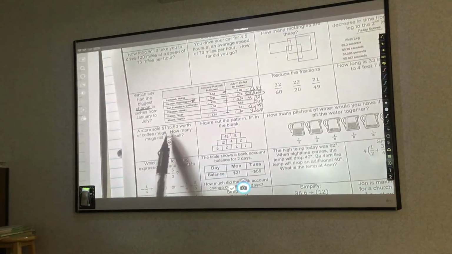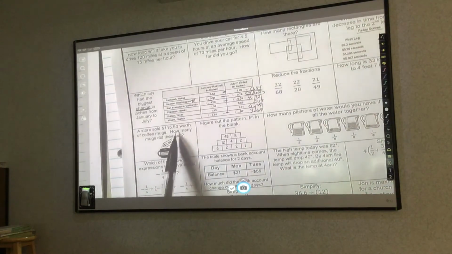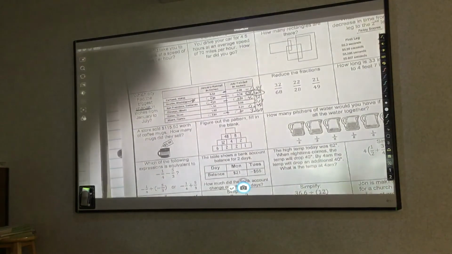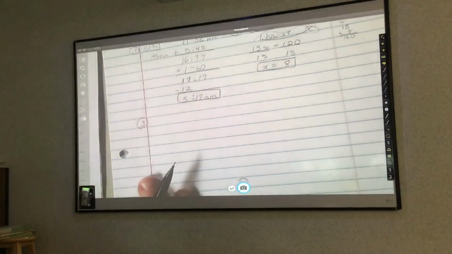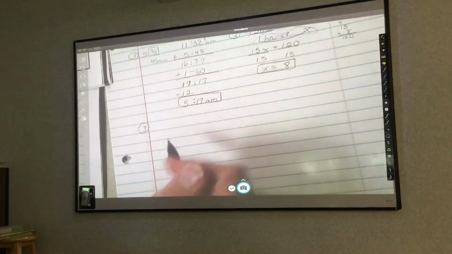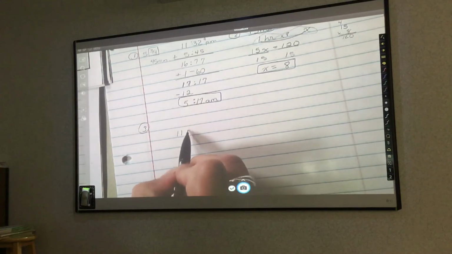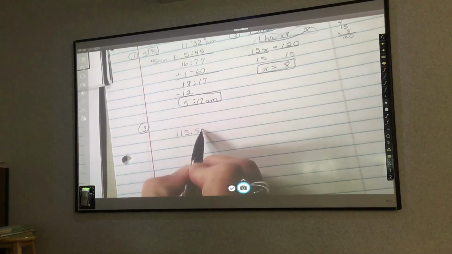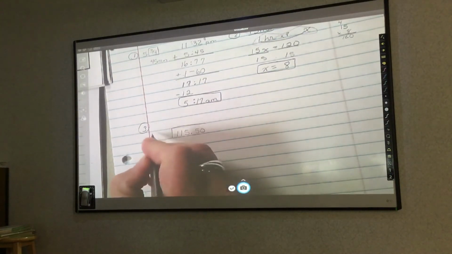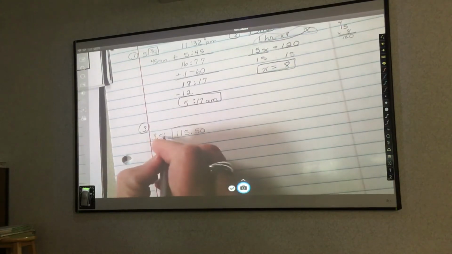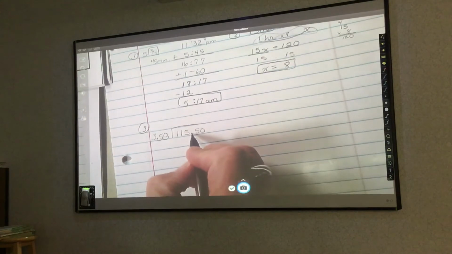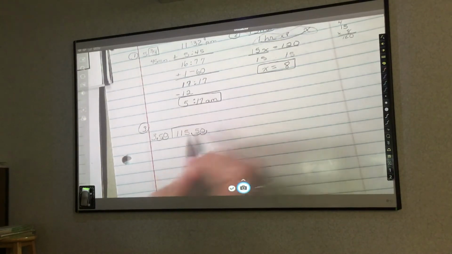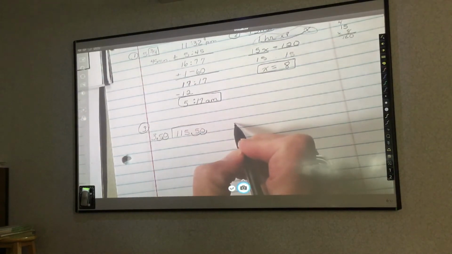A store sold $115.50 worth of coffee mugs. How many mugs did they sell? Well, they're each $3.50. So I'm gonna set it up. $115.50 divided by $3.50. Move the decimal twice here to get it out. Move it twice to get it out. And then rewrite your problem. So I'm gonna rewrite my problem.